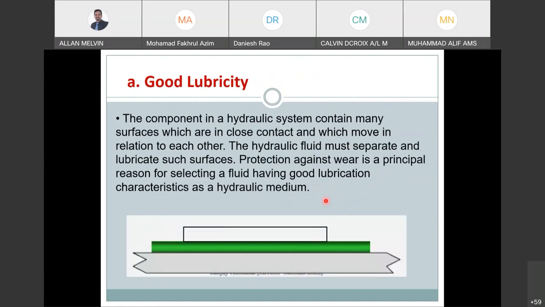So A, good lubricity. You can see, normally the system contains many surfaces which are in close contact and which move in relation to each other. A hydraulic system has a few layers. Meaning, since it has a lot of components inside, one surface of a component will have contact with another component. That's what it is saying. And mostly it involves things that move. Even valves, they have movement. Even actuators have movement. Even the supply element of the hydraulic system has movement.